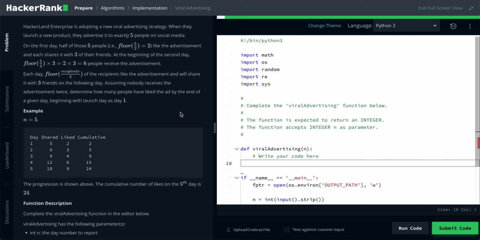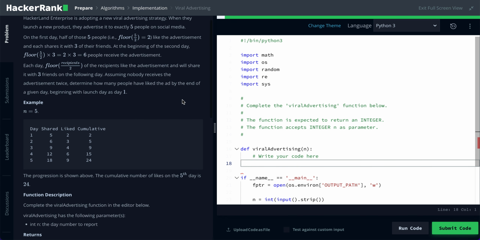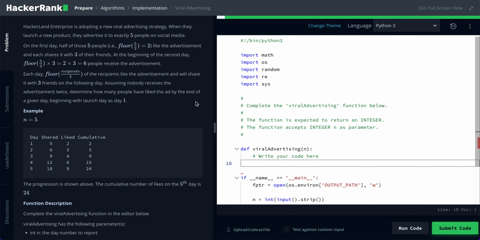And that keeps happening. So then those 3 people, half of them enjoy it, share it with 3 of their friends, and so on and so forth. It's kind of confusing, a little difficult to wrap your head around, but grab a pen and paper, write it down, and you will start understanding it as you follow the pattern.